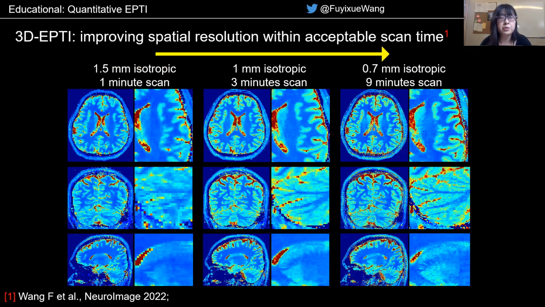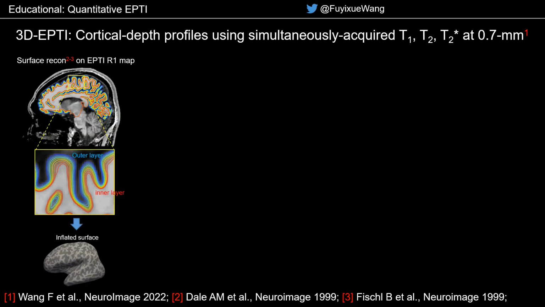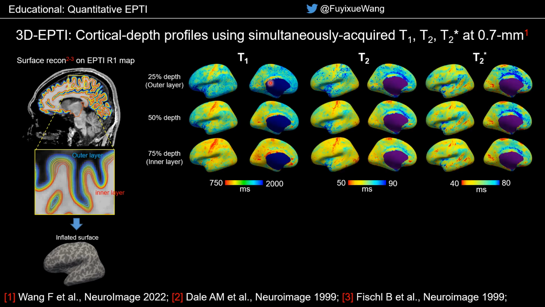And the high acquisition efficiency allows for improved spatial resolution within acceptable scan time. For example, 0.7 mm isotropic resolution was acquired within only 9 minutes. The high spatial resolution allows for better evaluation of cortical depth profiles using the simultaneously acquired T1, T2, T2 star maps. And here we show the quantitative maps at different cortical depths.